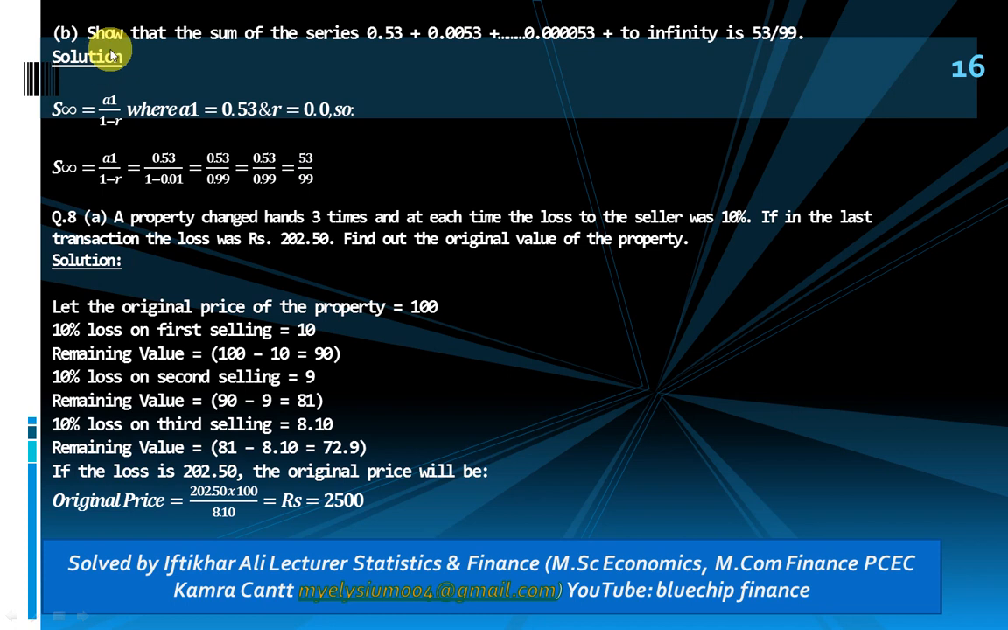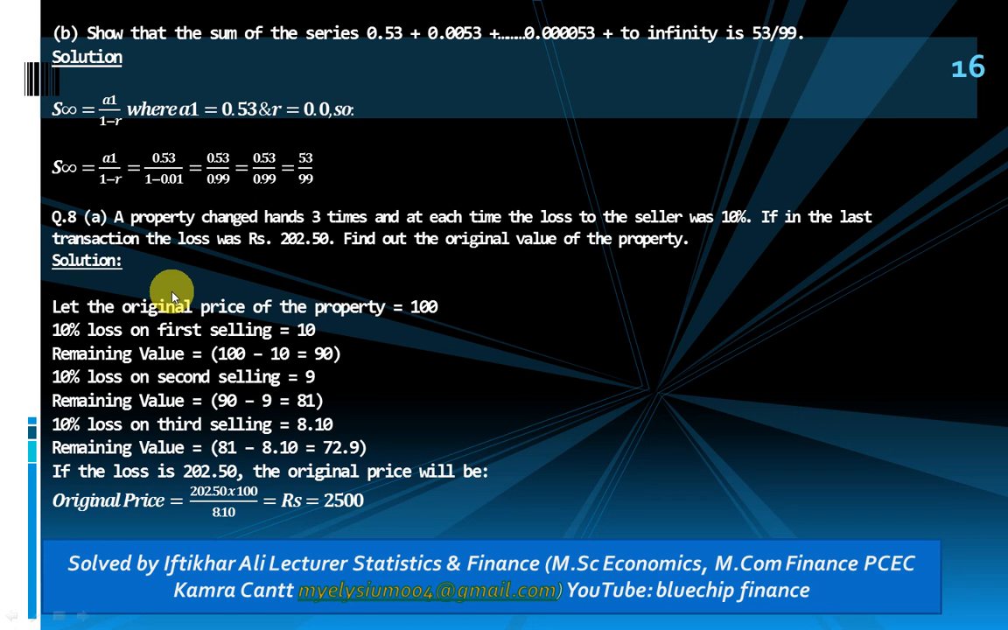Part B is to show that the sum of the series 0.53 plus 0.0053 plus 0.000053 to infinity is 53 by 99. The solution is given here. The sum to infinity is equal to alpha 1 divided by 1 minus r, where alpha 1 equals 0.53 and r equals 0.01. So here is the formula for infinity. Just put the values into this formula and solve it. That will be equal to 53 by 99.